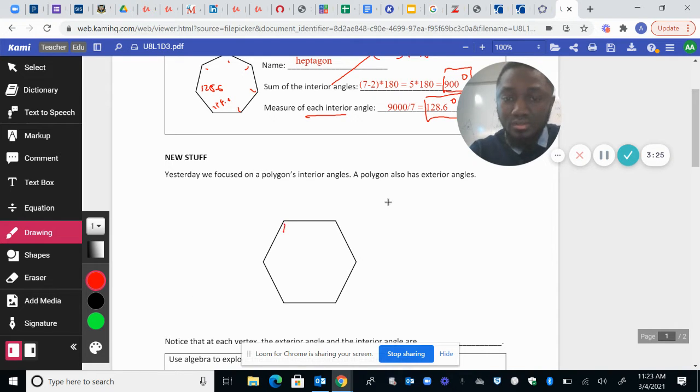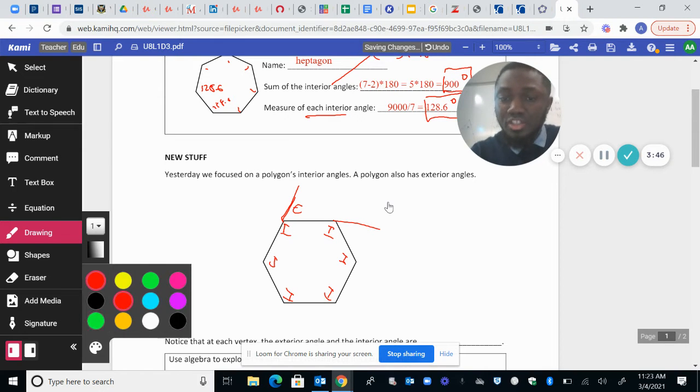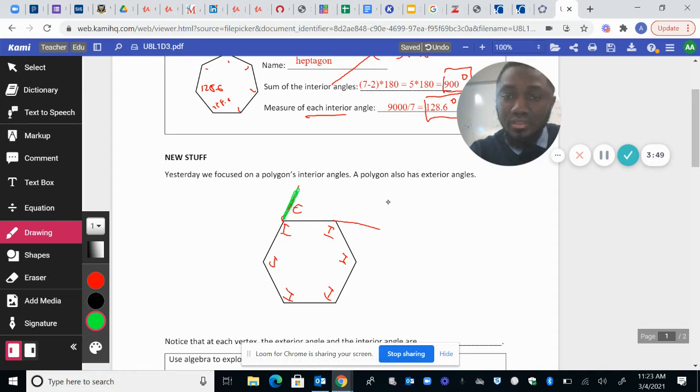So this is interior, represented by I. Exterior, E, is if I decide to extend this side, this angle here is exterior. Let me change the color, put it in green. So this is gonna be exterior. If I extend this side, this is gonna be exterior, and so on for each side of the polygon.